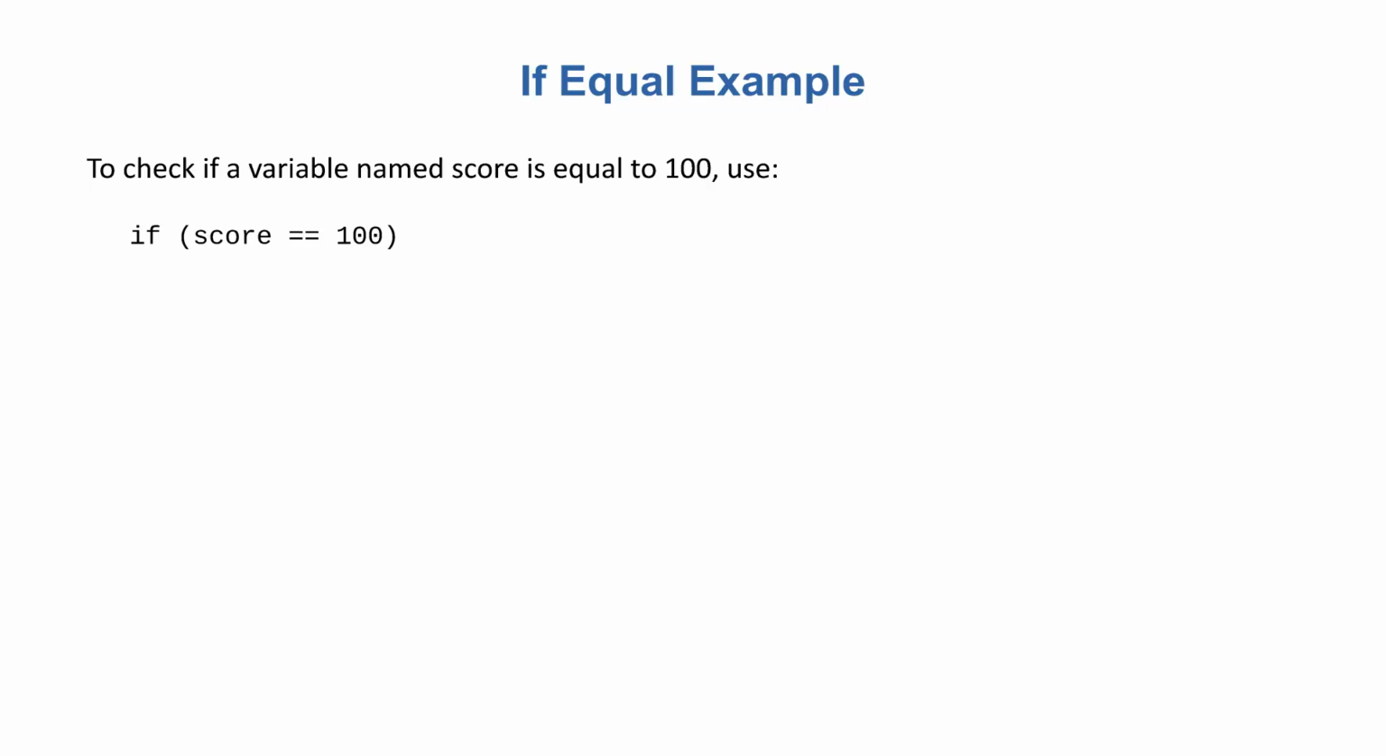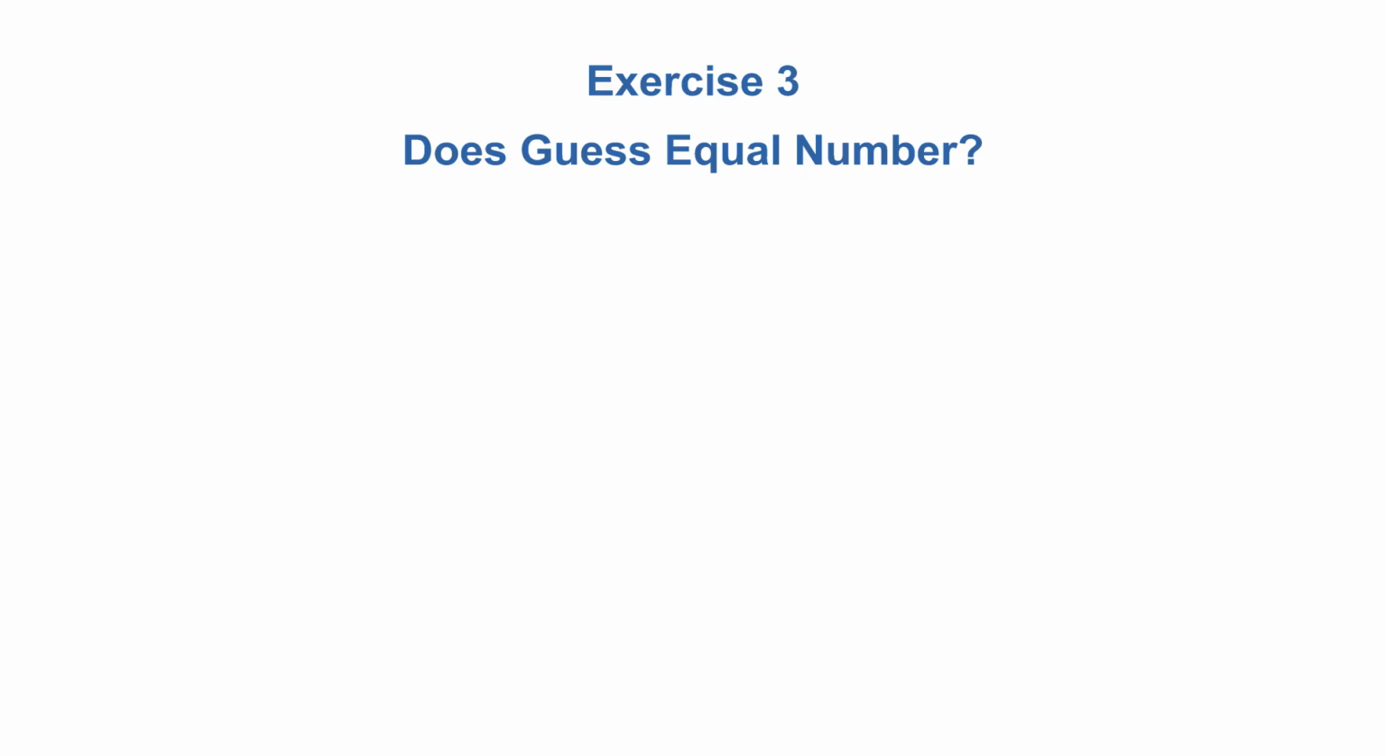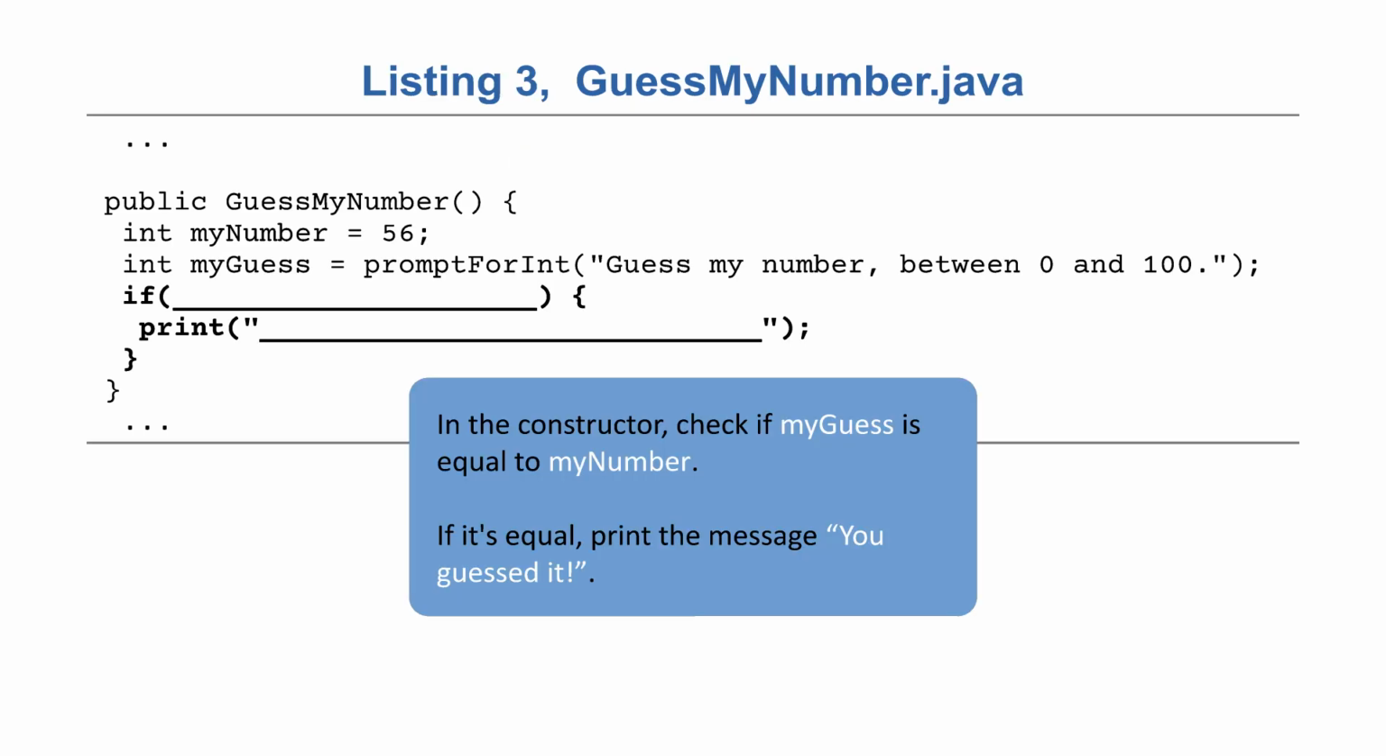In Java, use a double equal sign to check if 2 numbers are equal. For example, to check if a variable named score is equal to 100, use if score double equal sign 100. Exercise 3. Does guess equal number? In the constructor, check if MyGuess is equal to MyNumber. If it's equal, print the message, you guessed it. Run it. What happened? If you entered 56, it should have printed, you guessed it.